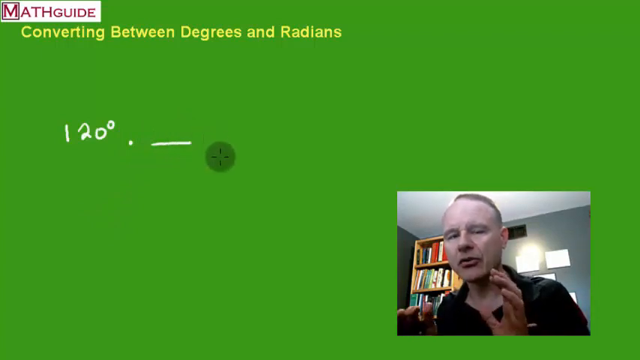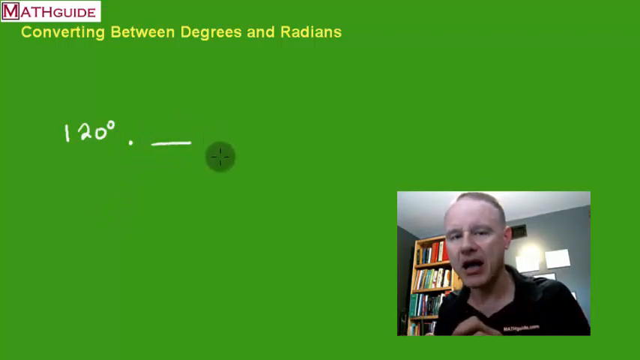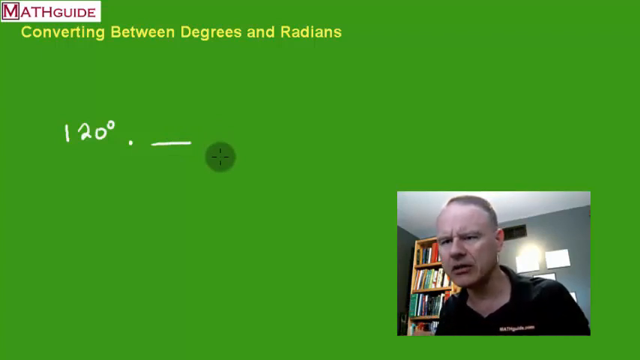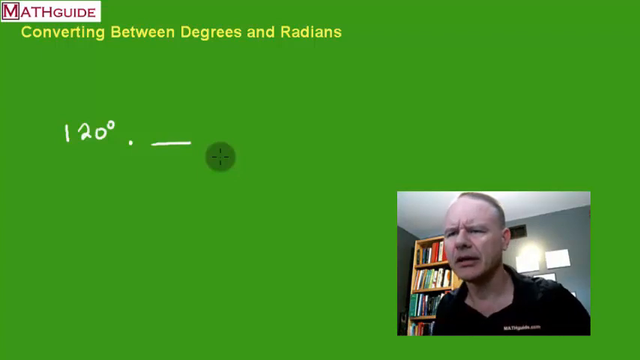So what you have to do is determine which conversion ratio to use. Do I use 180 degrees over pi radians? Or the reverse, do I put pi over 180 degrees? Well, here's how you determine that. Think of this as a fraction.